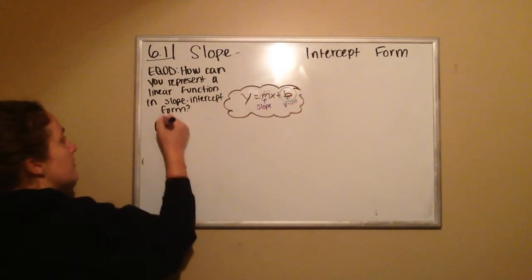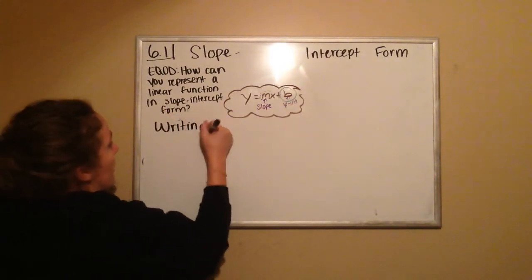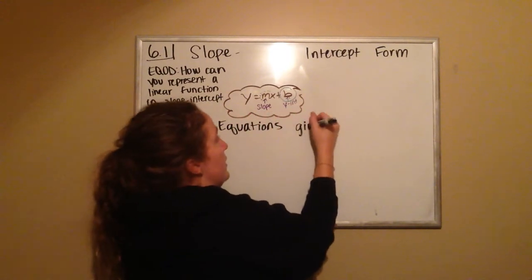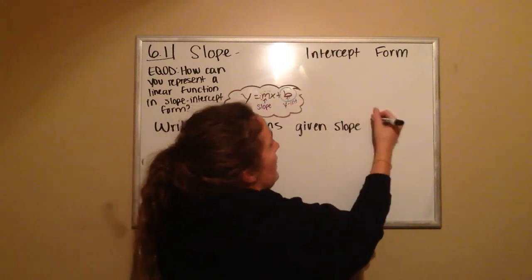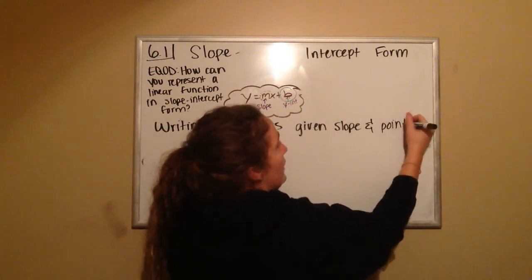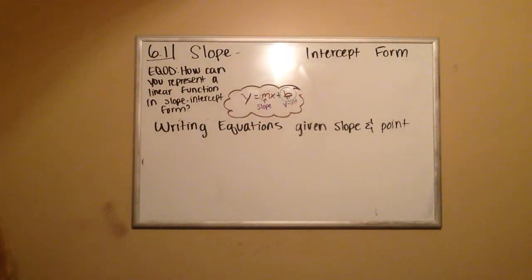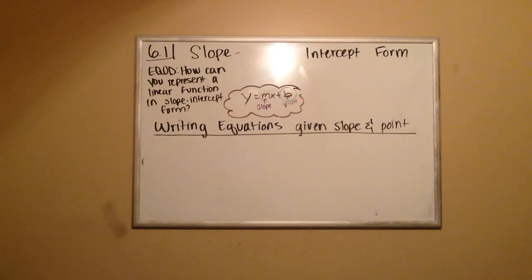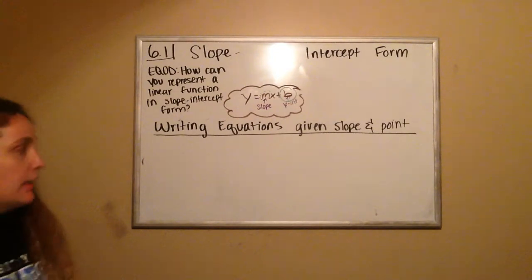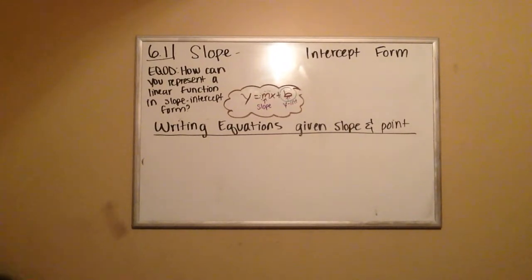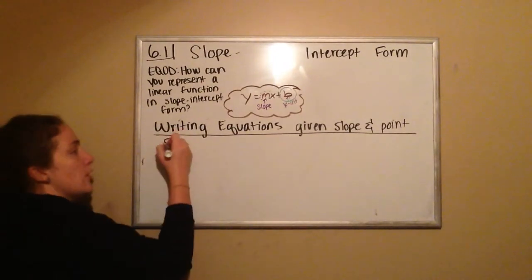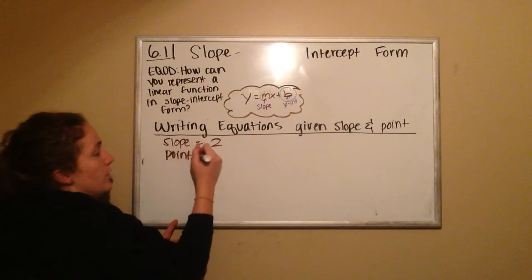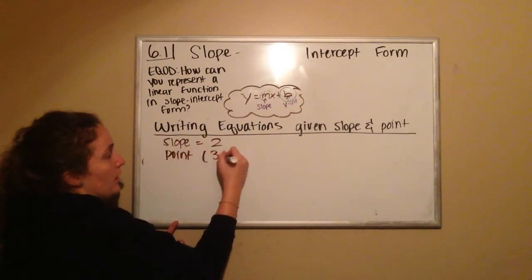Alright, so we're still going to be writing equations given slope and point on the graph. So if we're given those 2 things, a slope and a point, we are actually able to identify or write the function out as a linear equation in slope-intercept form. So here we go. Let's say our slope that we're given is 2, and the point that we're given, we're going to do an easy one for this time. We're going to do (3, 1).